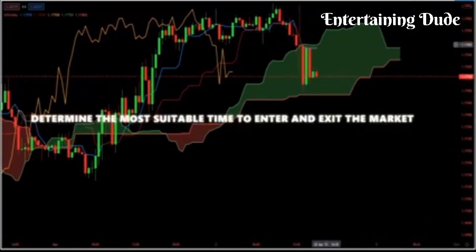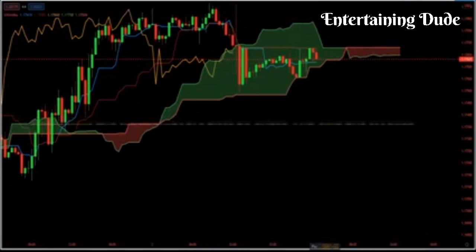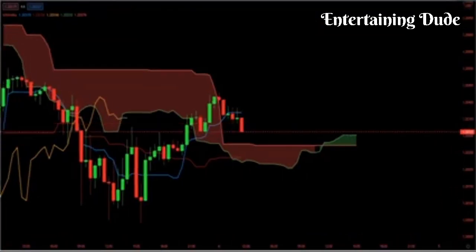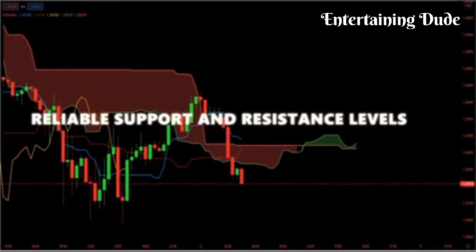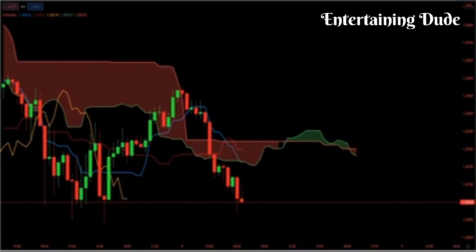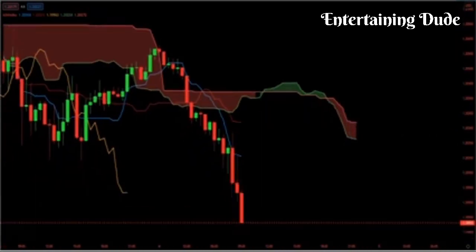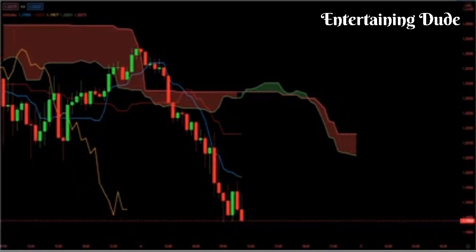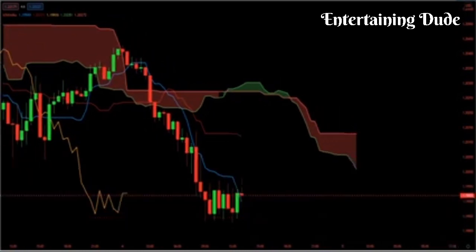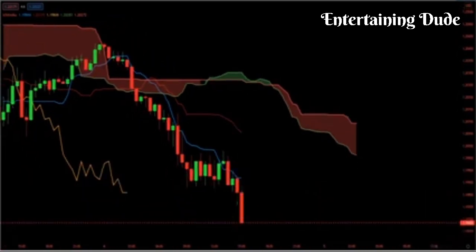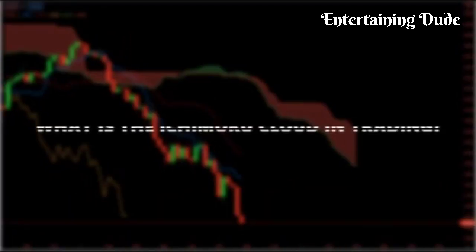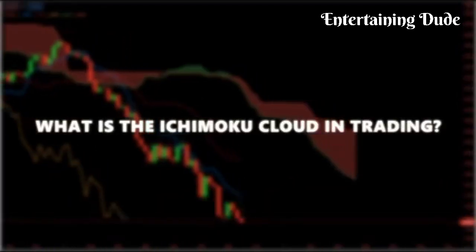It helps the trader determine the most suitable time to enter and exit the market by providing you with the trend direction. It gives you reliable support and resistance levels and the strength of these market signals. Now, before we delve deeper into the Ichimoku Cloud strategy, let's look at the indicators needed to successfully trade the strategy. What is the Ichimoku Cloud in trading?